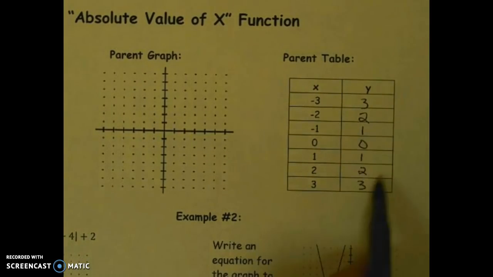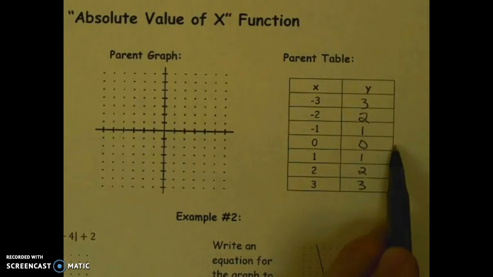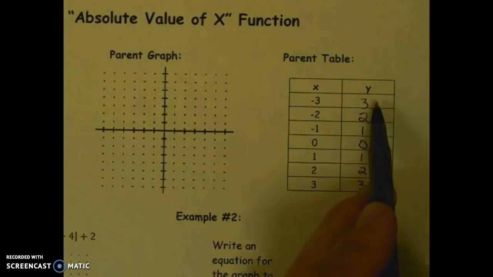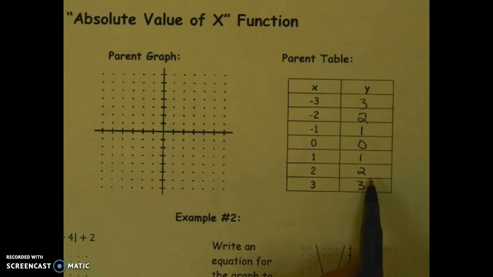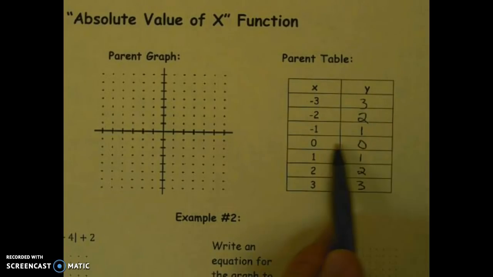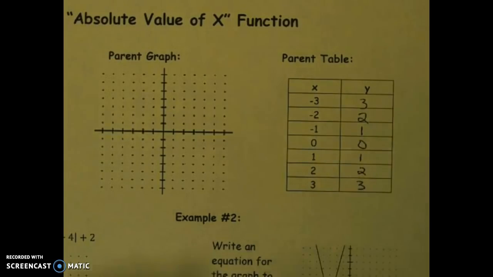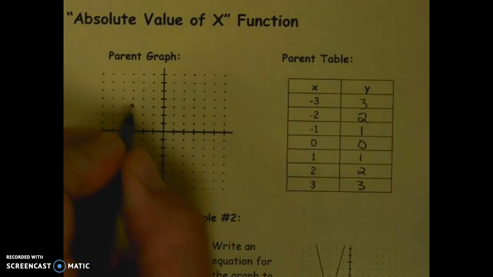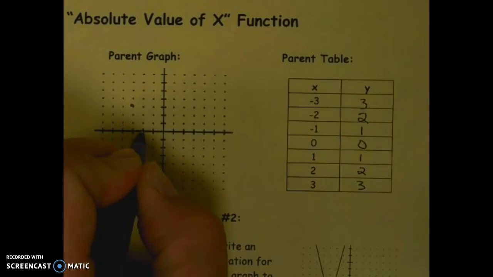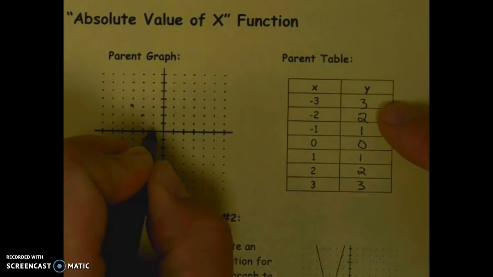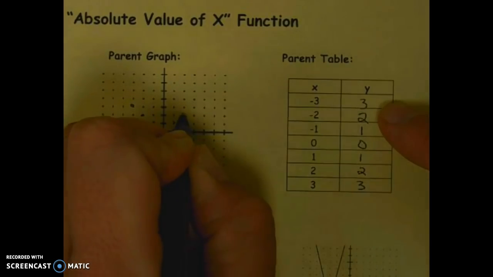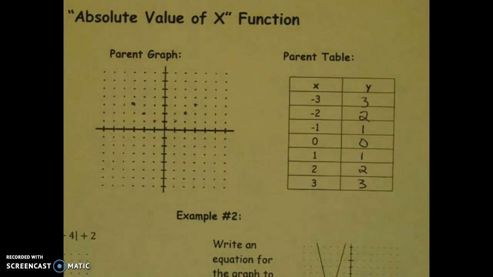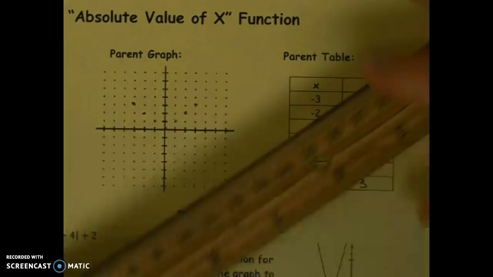Notice the pattern for absolute value. Notice that all the y values are positive. Notice that there is symmetry involved here. And since there is symmetry, there is going to be an axis or a line of symmetry going through the middle. So plotting these points, -2, 2. Okay, so now we're going to go ahead and connect those dots.